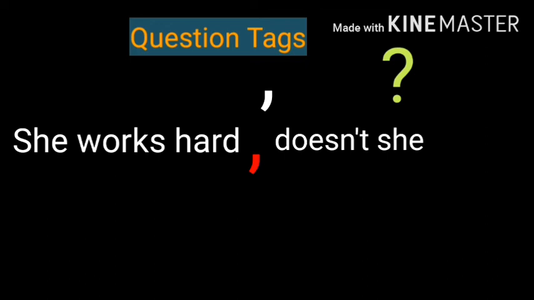Example, Roshni sings beautifully, doesn't she? So we can't use doesn't Roshni. So instead we used she, the pronoun she. Next point. We use a comma at the end of the statement to separate the statement and the question tag. And we use a question mark at the end of the question tag. That's all about question tag.